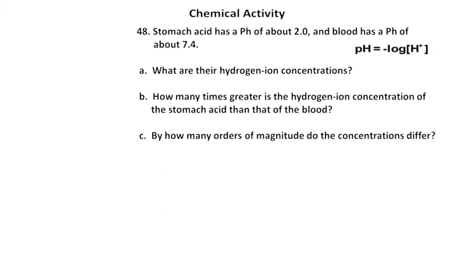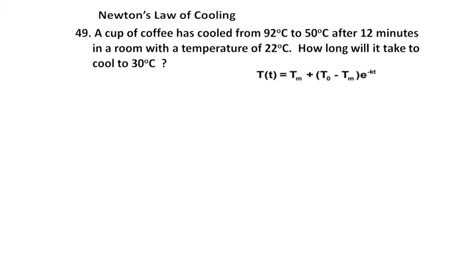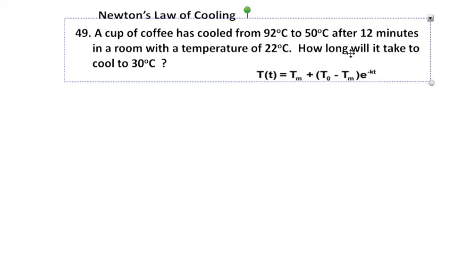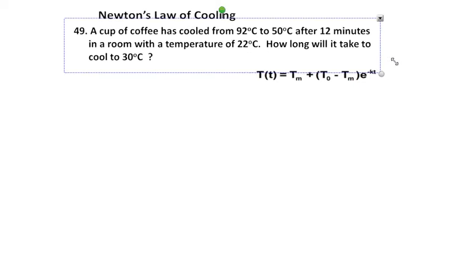Similar problem, 49. Newton's law of cooling. A cup of coffee is cooled from 92 degrees centigrade to 50 degrees centigrade after 12 minutes in a room with a temperature of 22 degrees C. How long will it take to cool to 30 degrees centigrade or Celsius? That's what they call it, Celsius now. Make this a little smaller, get a little more room.